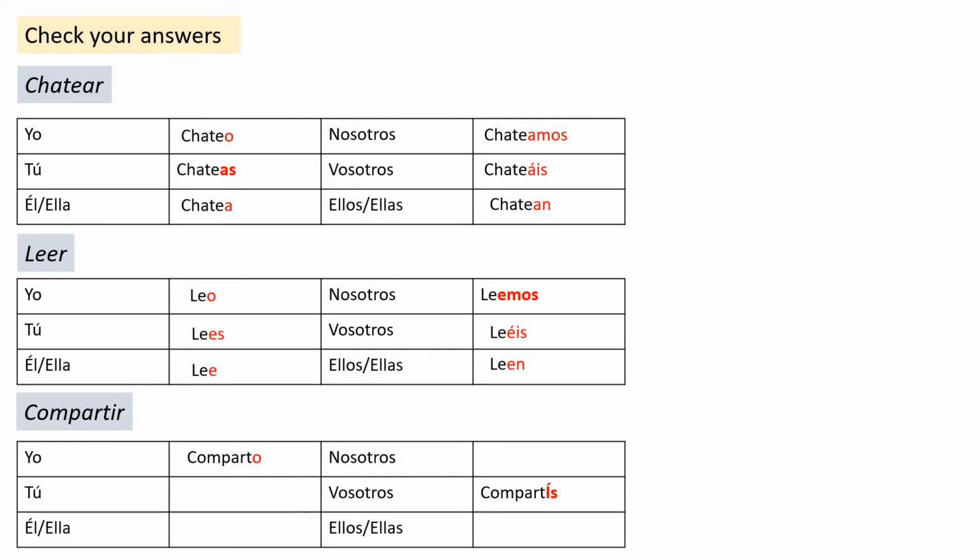I share, comparto. You share, compartes. He or she shares, comparte. We share, compartimos. You plural share, compartis. And they share, comparten. So you'll see that, as we've done before, your ER and IR verb endings are completely the same, apart from the we and you plural forms, the nosotros and vosotros forms. Excelente, chicos. Let's move on.